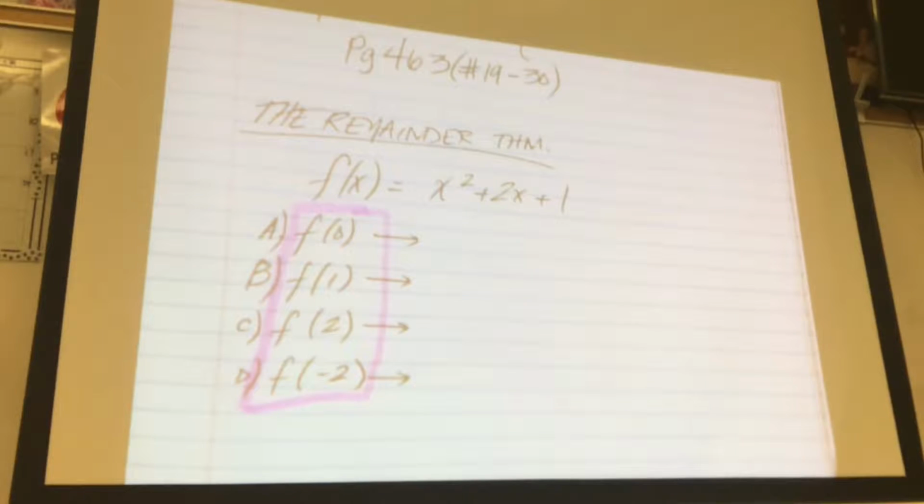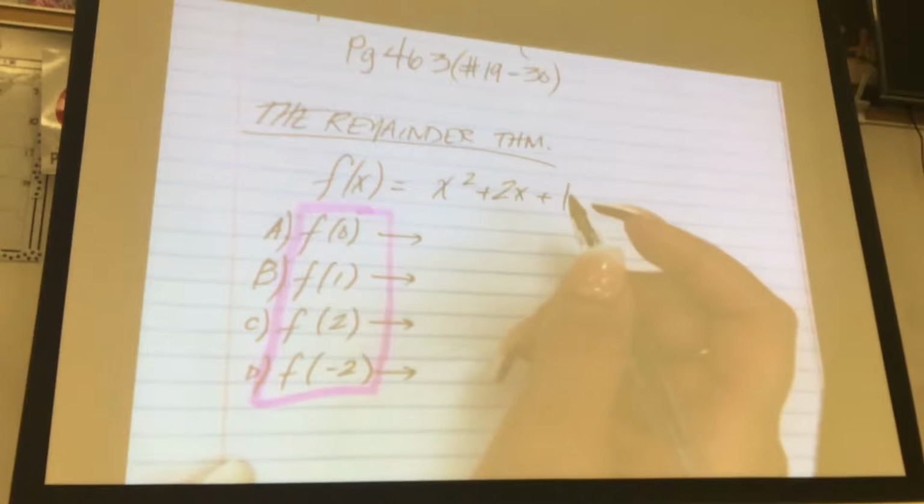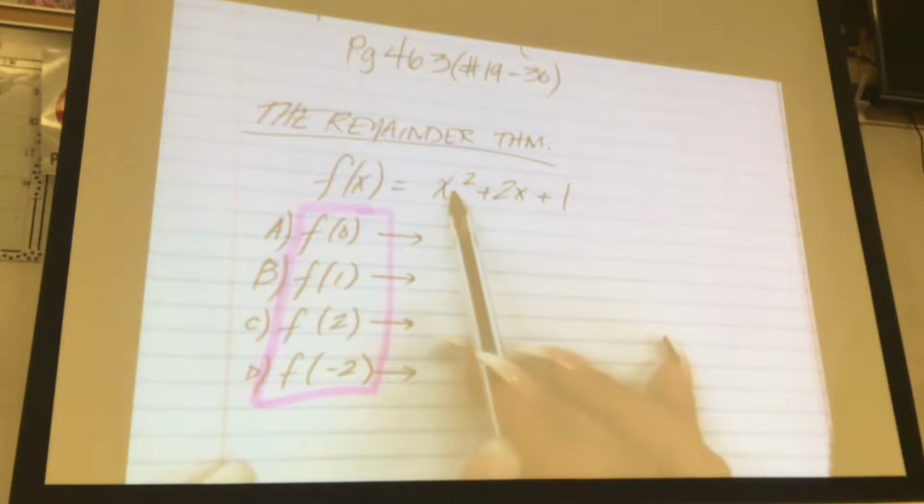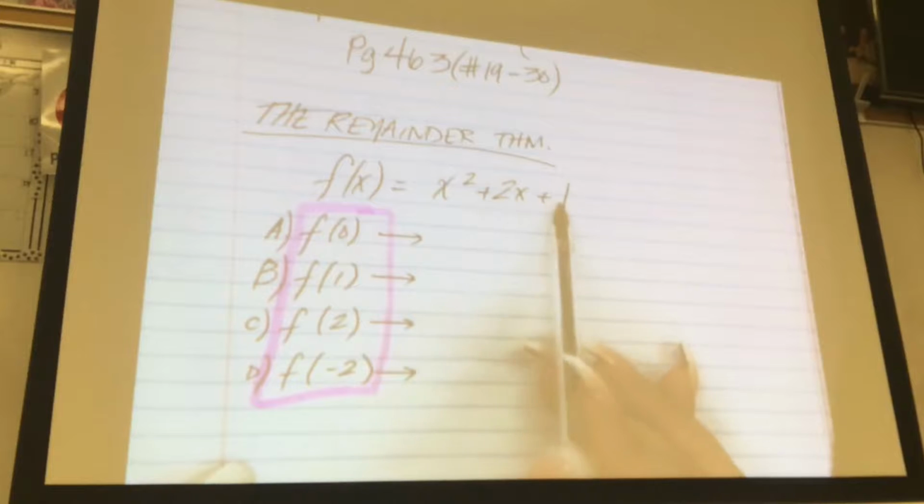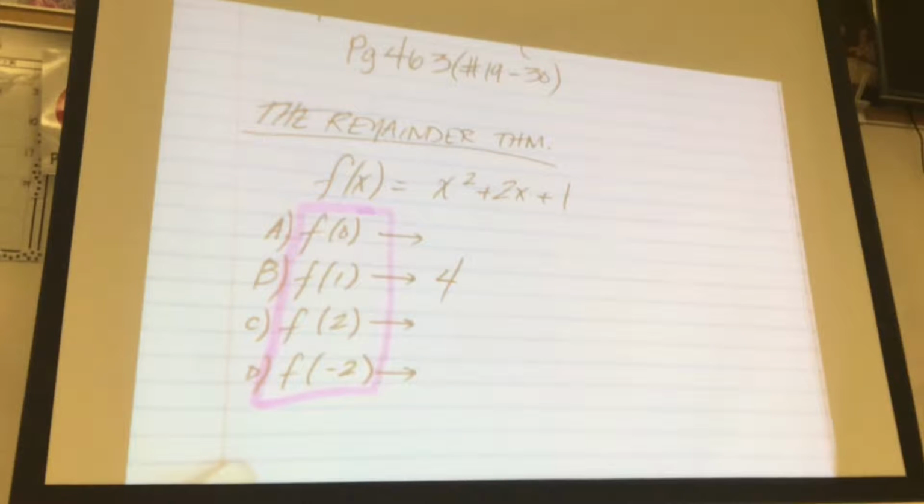Destiny, what letter are you? B. B as in boy? Yeah. What happens when you plug in 1? So you plug in 1 here, that's 1 plus 2 plus 1. Okay, so you should get a 4. Sean, what letter are you? Okay, what'd you get when you plug in 0? Yep.